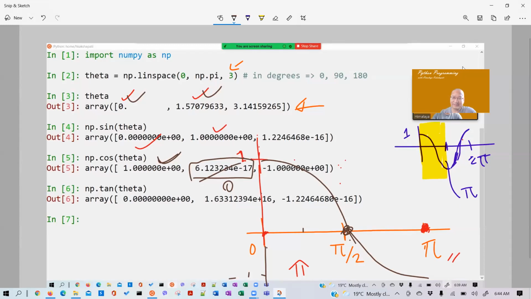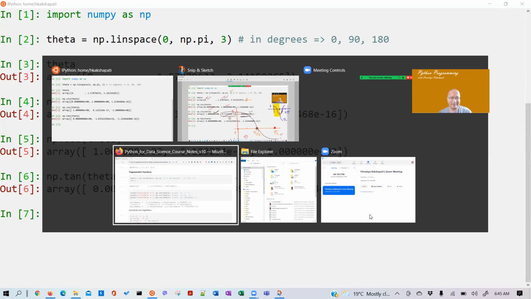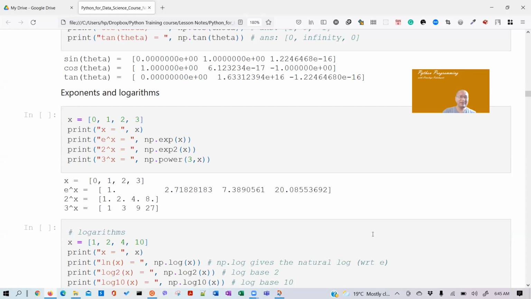And what happens at pi? Minus 1, very good. Yes, minus 1. Take this one just minus, and so on. Okay, so tan, you know, is sin over cos. All right, so anyway, the point is that you can easily use trigonometric operations with arrays, which is very convenient.